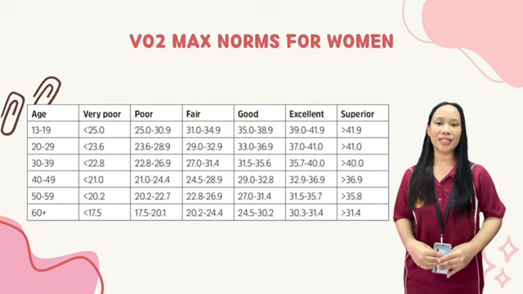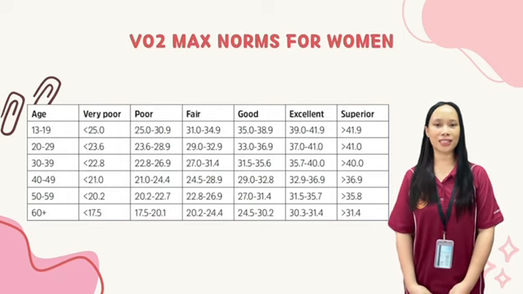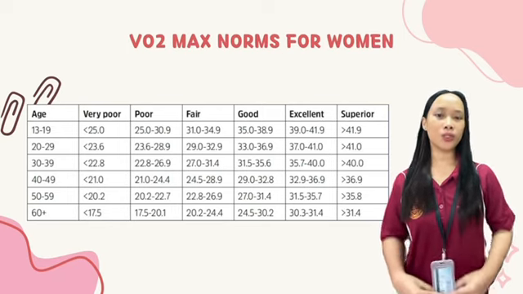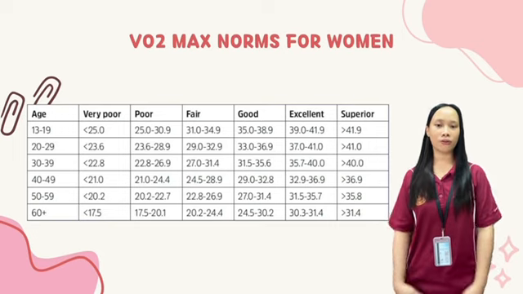We can see categories from very poor up to superior to help us know our fitness level and set goals. A higher VO2 max means better heart and lung fitness. That's why it's important to keep active and improve our VO2 max over time.